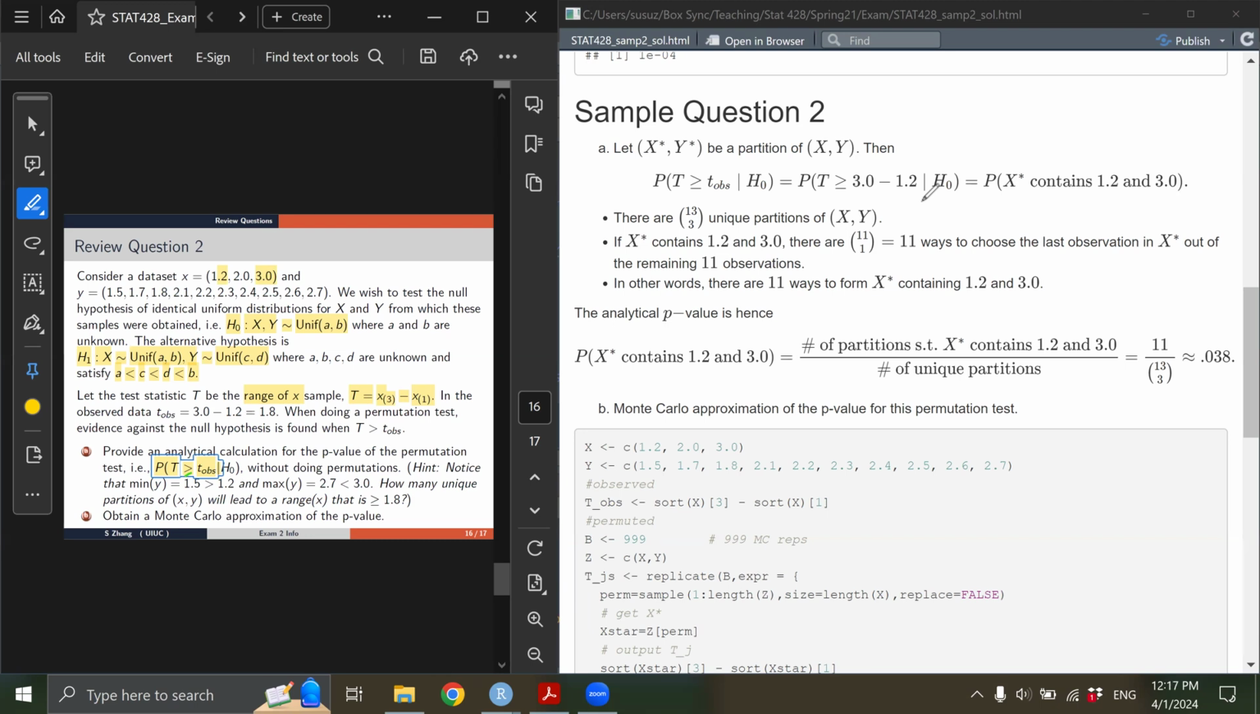But that's actually equivalent to saying that under the null hypothesis, or under any possible ways that we can partition x and y, what is the chance that we obtain an x partition, which we call x star, that contains 1.2 and 3.0? Well, why is that the case? That's because any other partition of x that does not contain the minimum of 1.2 and the maximum of 3.0 out of all 13 samples will not be able to give you a range that's equal to or greater than 1.8, right? That's the maximum you can attain. So essentially, you will need to find out what is the chance that you obtain a partition that satisfies these two things. All right.